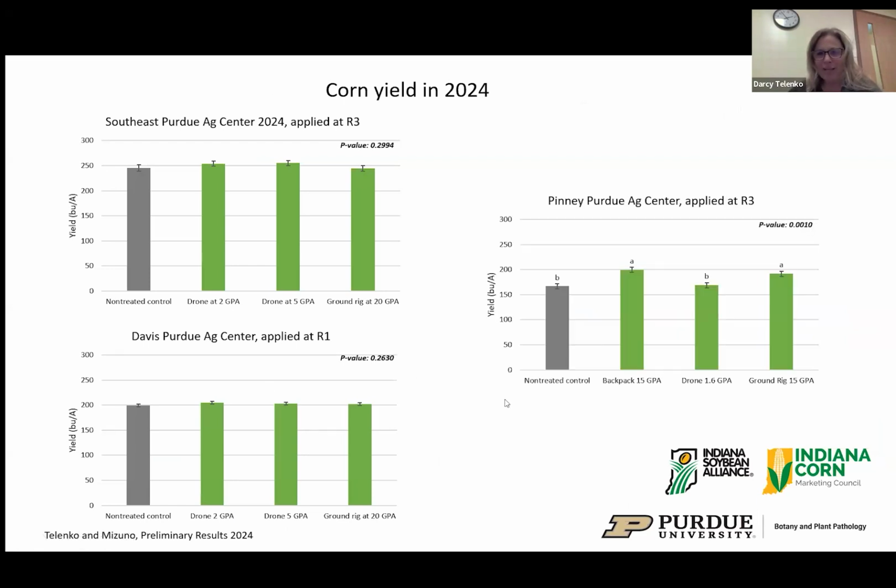But at Penny, where we had that severe tar spot, those two, the backpack and the ground rig, where we had better disease control, we did see a positive net return with yield. So again, the whole point is making sure when we have high disease pressure, do we have the product there to manage it? And this is where if we drop the gallons per acre on the drone, we may not get the coverage we need for tar spot at least.